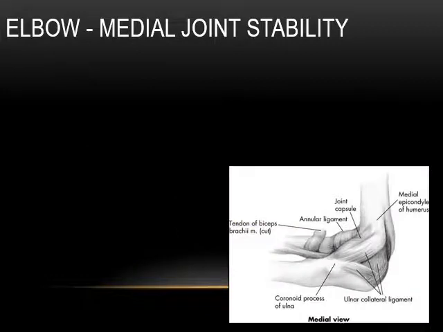So we've got to look at the stability. Obviously, its bony stability, if you look at how congruent the elbow joint is, particularly when you look at the trochlea and trochlear notch, it's a very stable articulation, but obviously there are still going to be ligaments that support it.